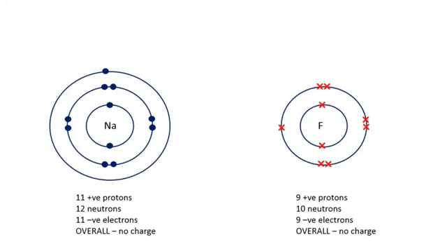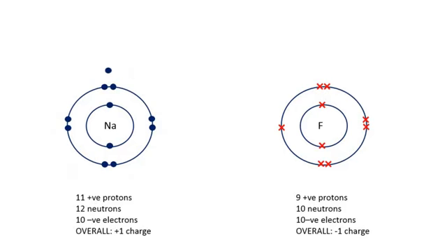Now if I just show that again, watch what happens to the overall charge of both atoms as the electron moves. So here goes the electron, and we see that because the metal has lost an electron but still has the same number of protons, its overall charge becomes positive. So 11 positives, 10 negatives, overall it's positive. Over on the other side we see that fluorine now still has 9 protons, but it's gained an electron, so it has more negative charge than positive charge. So overall it has a -1 charge.